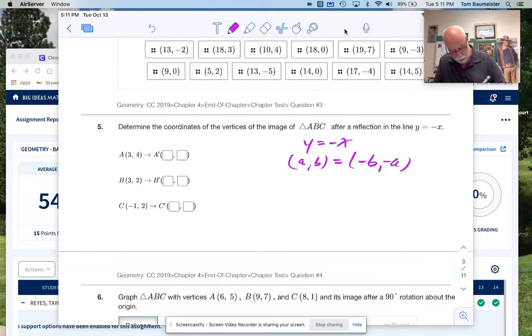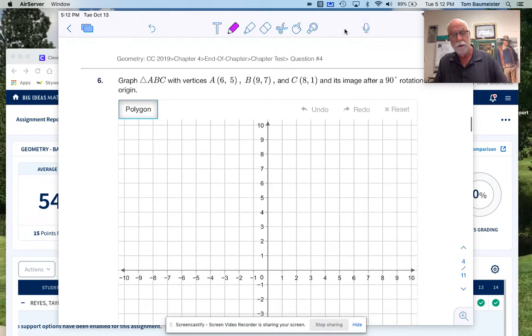So if we do that for A prime, we're going to take and flip a and b. So here's your a, here's your b. So we're going to flip them and we're going to negate them. So that'll give us (-4, -3). All right. So in this one here, my answer would be (-4, -3). For my next one, it's (-2, -3). And for C prime, it's going to be negative 2. And remember, a negative and a negative is a positive. So we'll have a positive 1 there. Okay. Number 6.